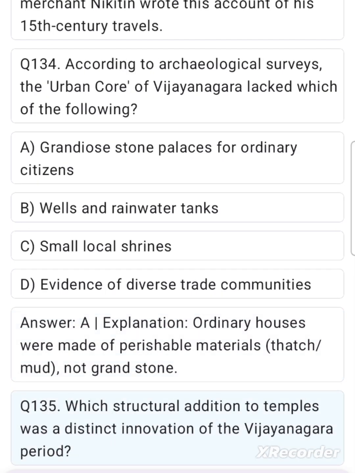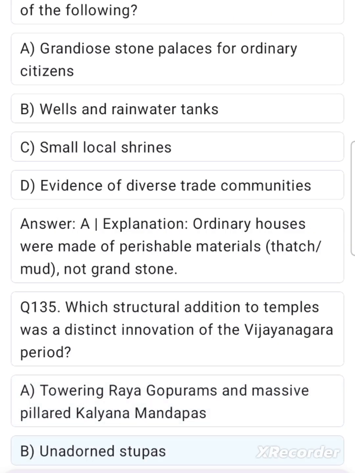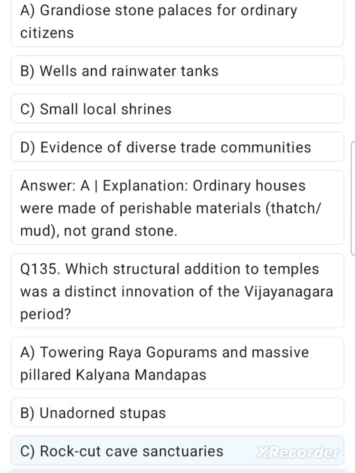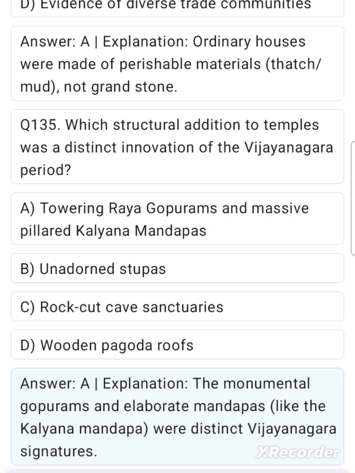Q 135. Which structural addition to temples was a distinct innovation of the Vijayanagara period? A. Towering rear gopurams and massive pillared kalyana mandapas. B. Unadorned stupas. C. Rock-cut cave sanctuaries. D. Wooden pagoda roofs. Answer: A. Explanation: The monumental gopurams and elaborate mandapas, like the Kalyana mandapa, were distinct Vijayanagara signatures.